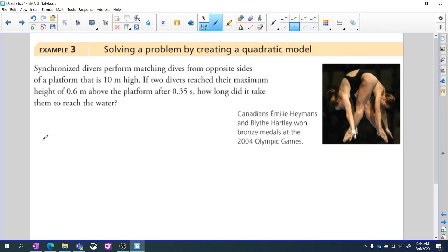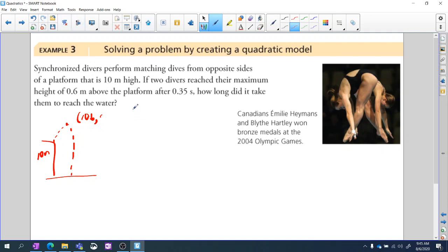Well, if we kind of map out what's going on here. Our platform is 10 meters in the air. They go up and then end up down in the water. So they basically gave us this point right here, the highest point. It was 0.6 meters above the platform. So because the platform's 10 meters, this must be the ordered pair 10.6, comma, and then, oh, I got that backwards, sorry. The height, that's the y value.